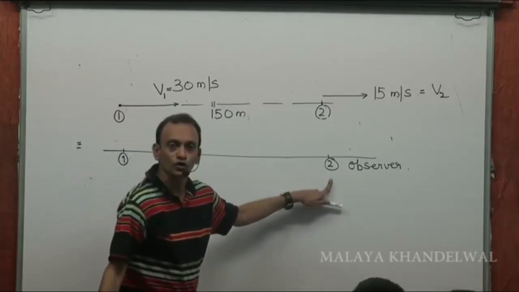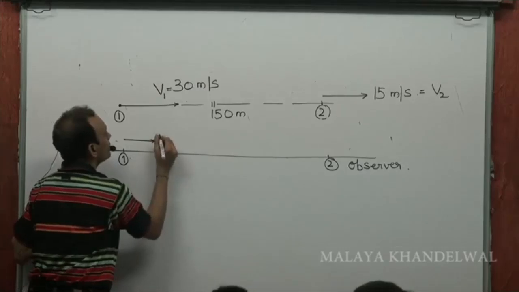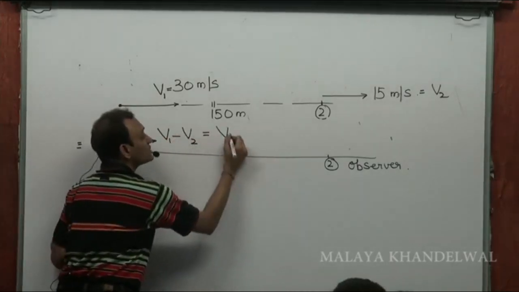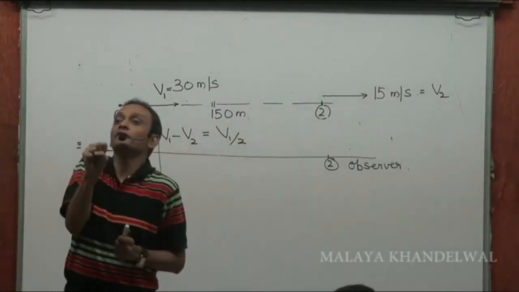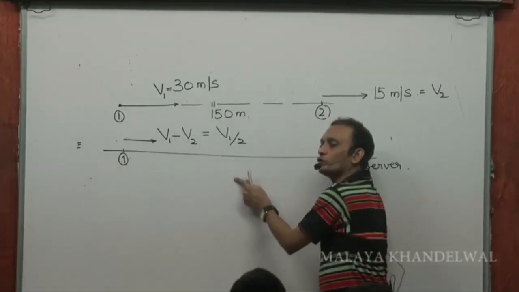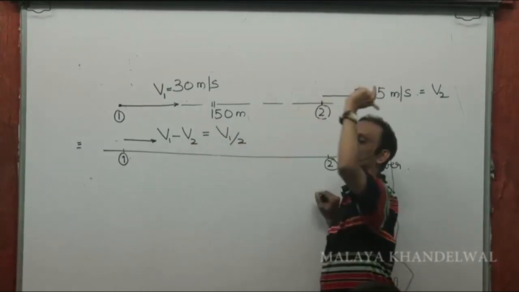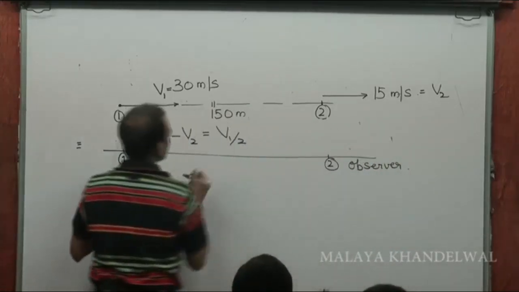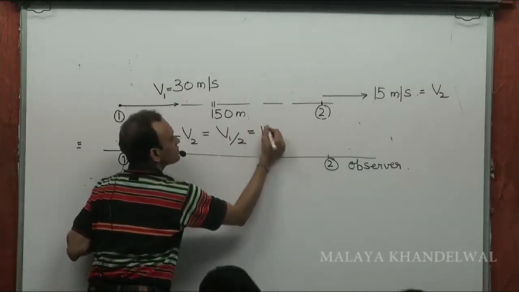Who's the observer here? 2 is the observer here, right? So the velocity of 1 will no longer be V1. It's going to be V1 minus V2. That's the velocity of 1 as seen by 2. As seen by 2 means I have assumed 2 to be at rest. If I have assumed 2 to be at rest, then the velocity of 1 will be V1 minus V2, where V2 is the velocity of the new observer, assumed to be fixed or pinned. Clear? So this becomes 30 minus 15, which is 15 meters per second.